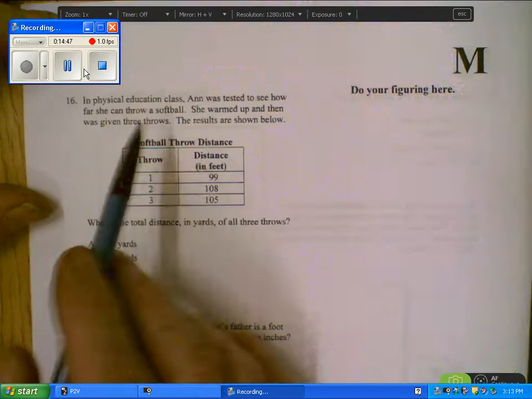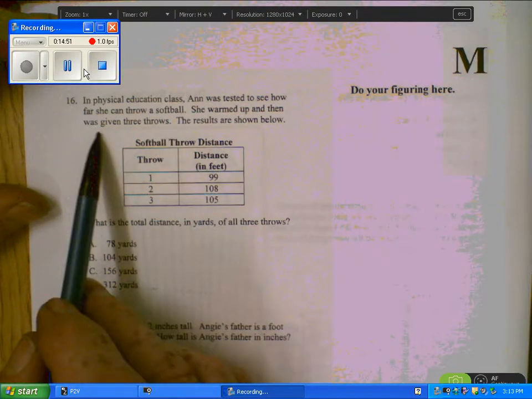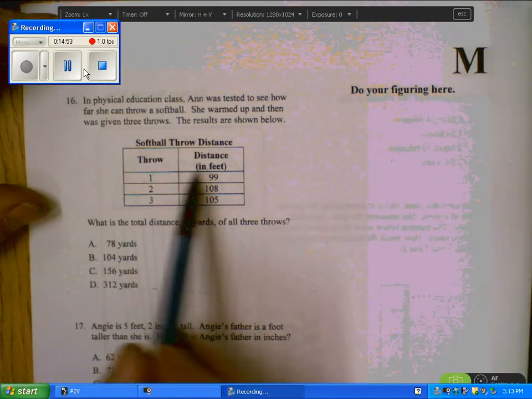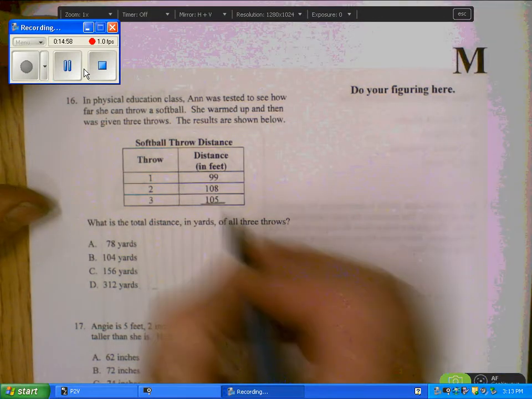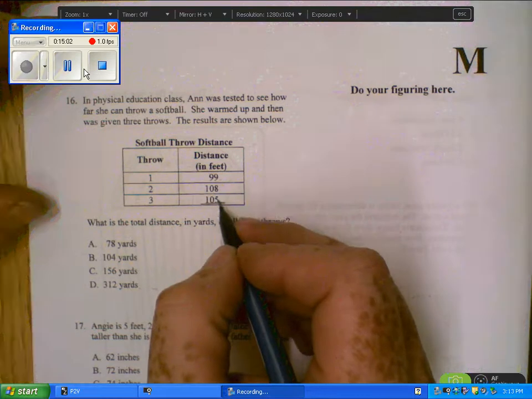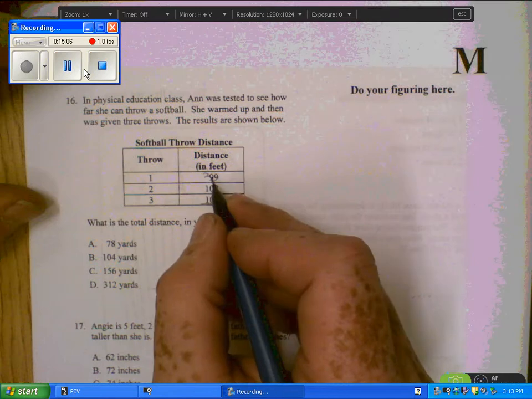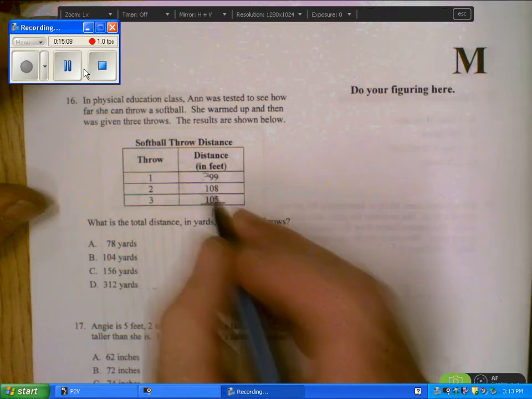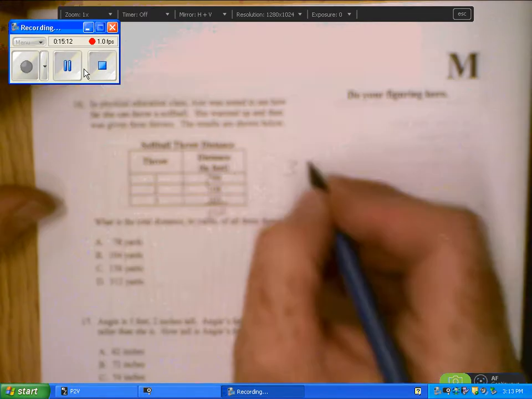In phys ed class, she was tested to see how far she could throw a softball. She warmed up then was given 3 throws. The results are shown. What is the total distance in yards of the 3 throws? First thing I'm going to do is add all these up. 9 plus 8 is 17, plus 5 is 22. 2 plus 9 is 11. Carry the 1. It's 312, but that's 312 feet.